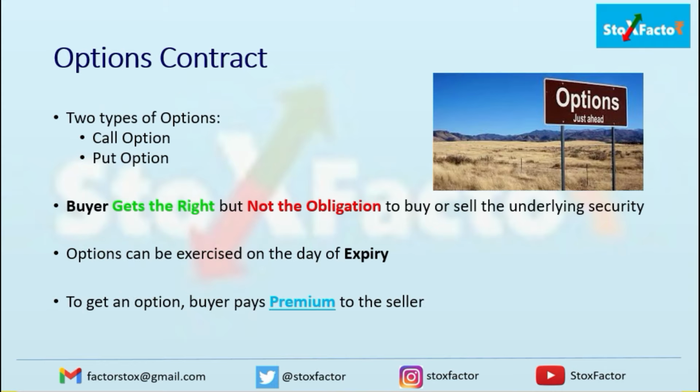So friends, what is an option contract? As you already know, there are two types of options, that is call option and put option. The buyer gets the right but not the obligation to buy or sell the underlying security. So what do we mean by this statement?